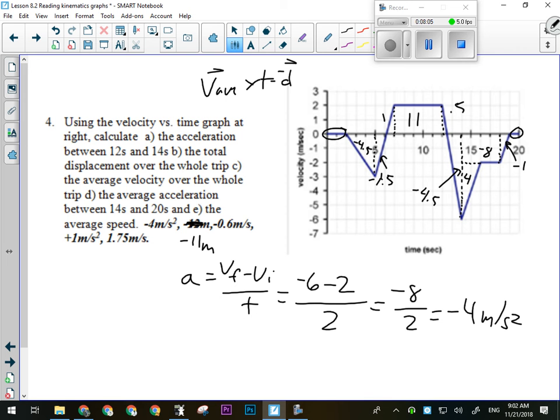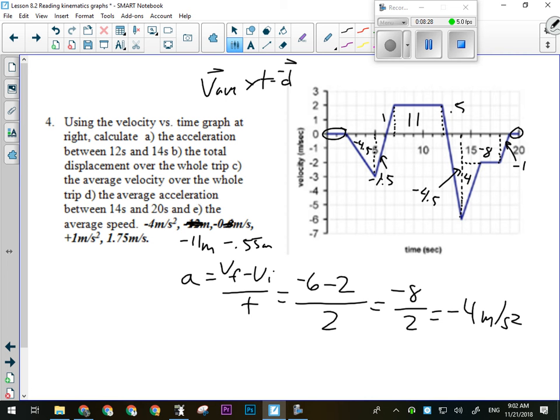And then we had to find C, which was average velocity over the whole trip. So we'll take that number we just calculated and divide it by 20 seconds. So that's not going to be 0.6, it'll be negative 0.55, right? Which rounds to 0.6.